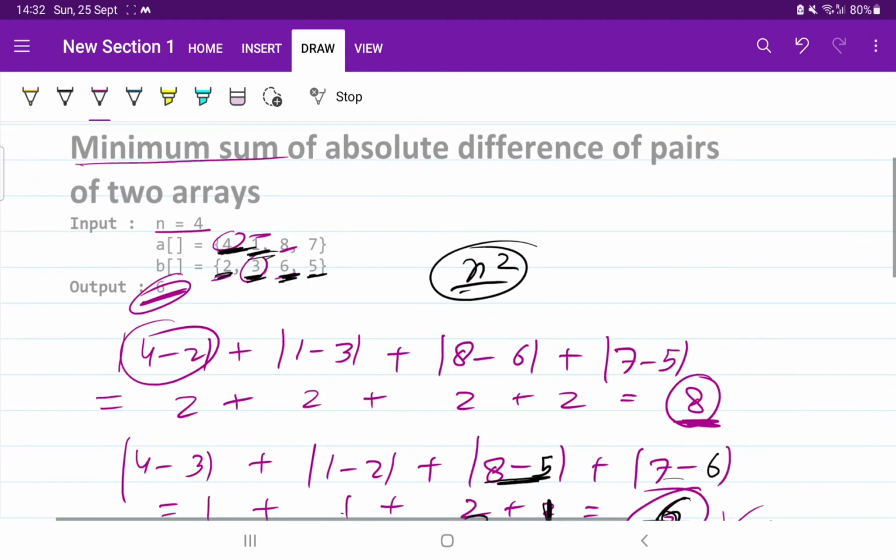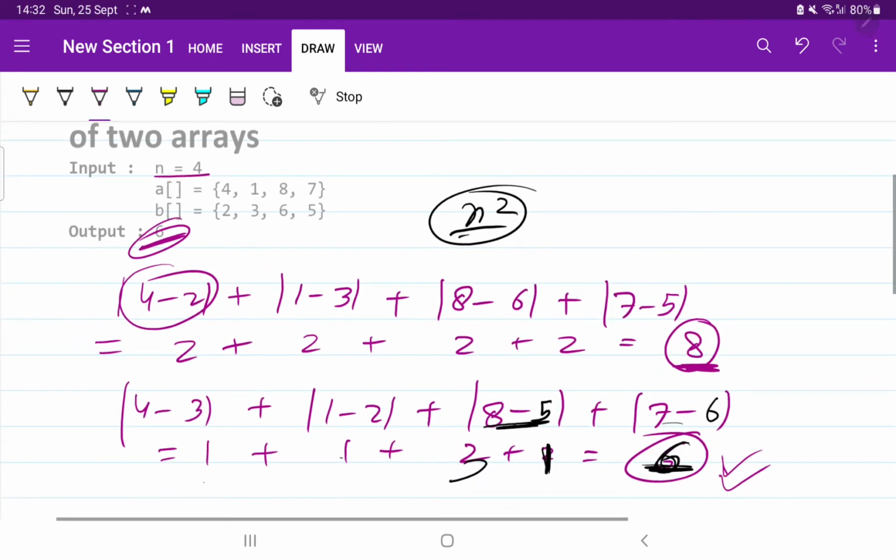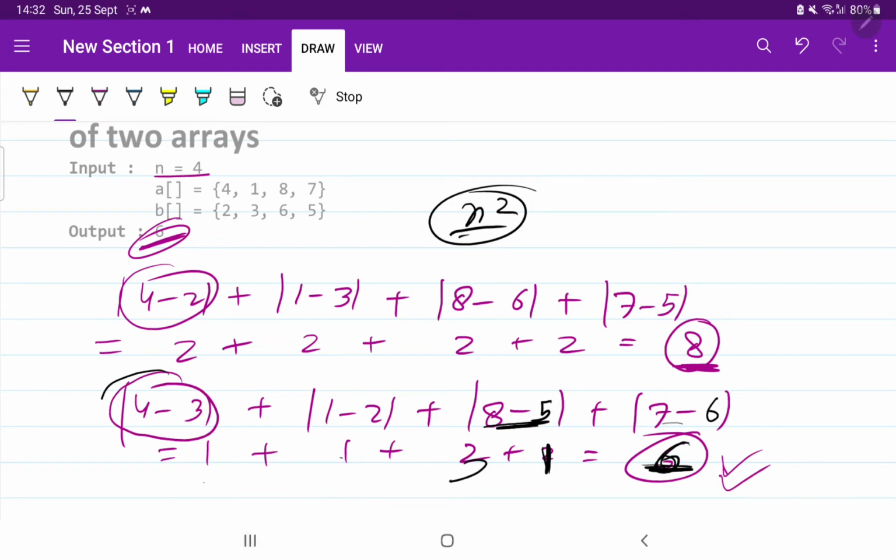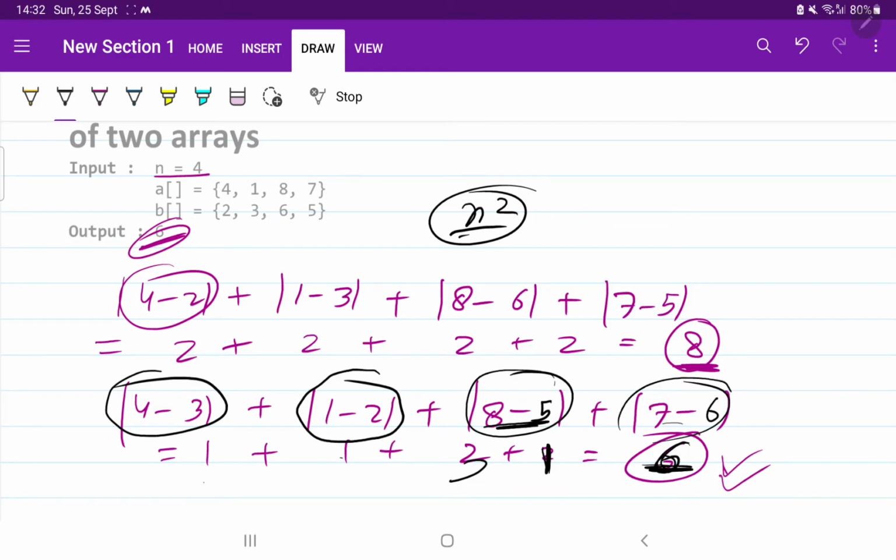But if you observe the last array, there was no element common. In this situation, where did we get the minimum solution? If we observe properly, take these elements 4 and 3. They are the nearest elements. Either the elements should be equal or they should be nearest. If you observe, 1 and 2 are also the nearest elements. Here also, 8 and 5, and 7 and 6, these are near, meaning they are not far elements.